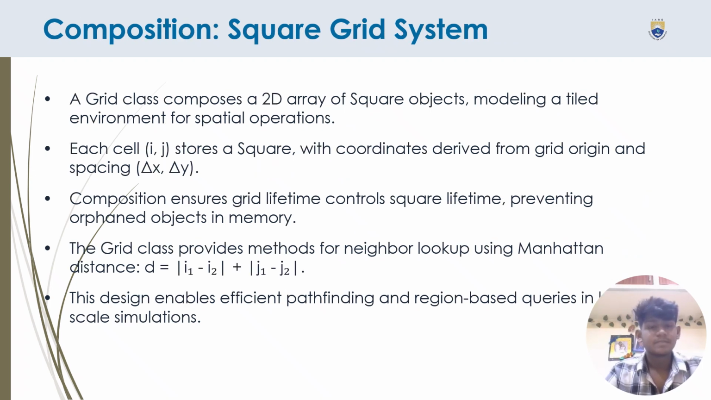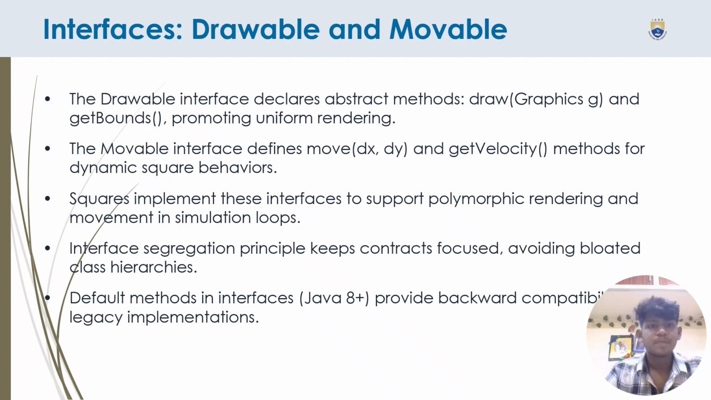Composition and the square grid system. A Grid class composes a 2D array of Square objects, modeling a tiled environment for spatial operations. Each cell i, j stores a square with a coordinate derived from a grid origin and spacing delta x and delta y. Composition ensures the grid's lifetime controls the square's lifetime, preventing orphaned objects in memory. The Grid class provides a method for neighbor lookup using the Manhattan distance d equals |i1 minus i2| plus |j1 minus j2|. This design enables efficient pathfinding and region-based queries in large-scale simulations.